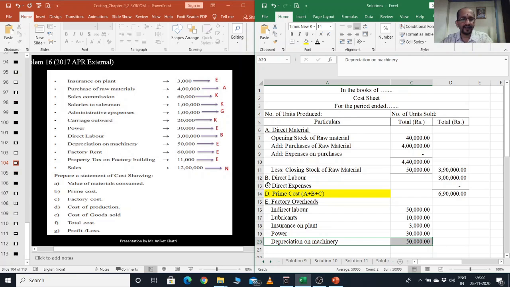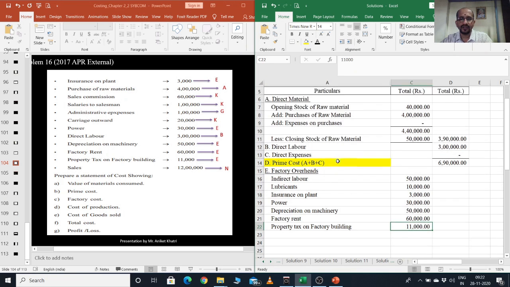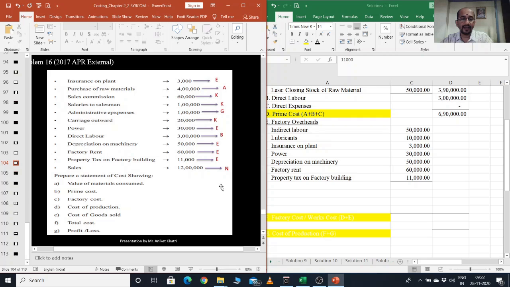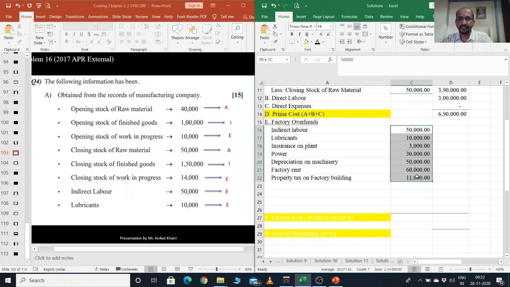Next is factory rent 60,000. Next is property tax, so it is 11,000. Okay, so here we have taken all the items. Again two items are there, the opening stock of work in progress and the closing stock of work in progress, but before that we need to do the total of these items.